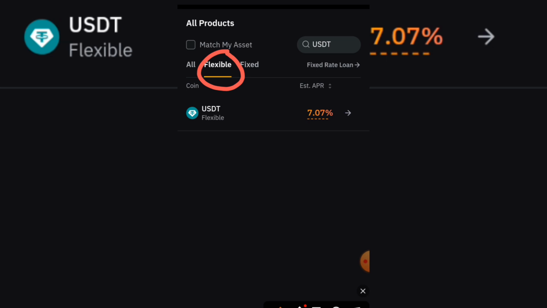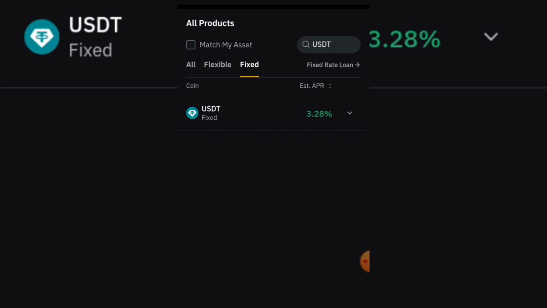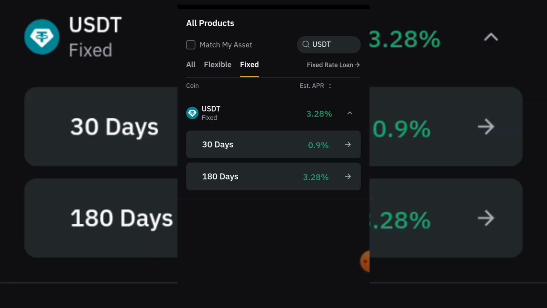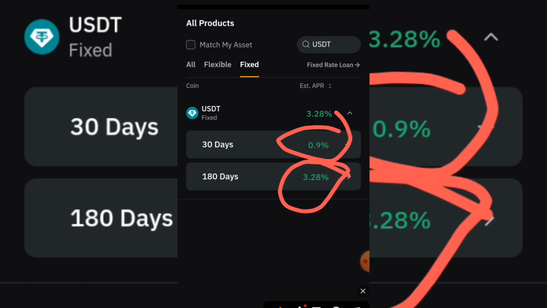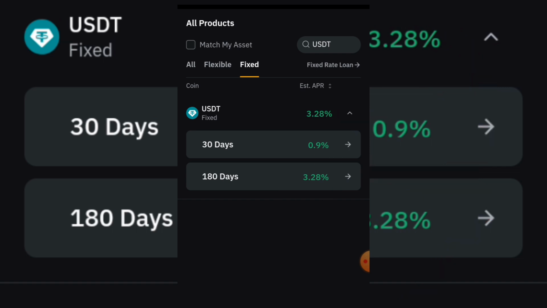It doesn't have a minimum time. When you put on fixed, that means you have to wait for some period of time, as you can see here. So when you put it on fixed, maybe you choose 30 days, then you have to wait for 30 days. When you choose 180 days, this is 3% that you get. You have to wait for that 180 days. That's 6 months before you can take out your money. That's why I prefer to choose flexible.